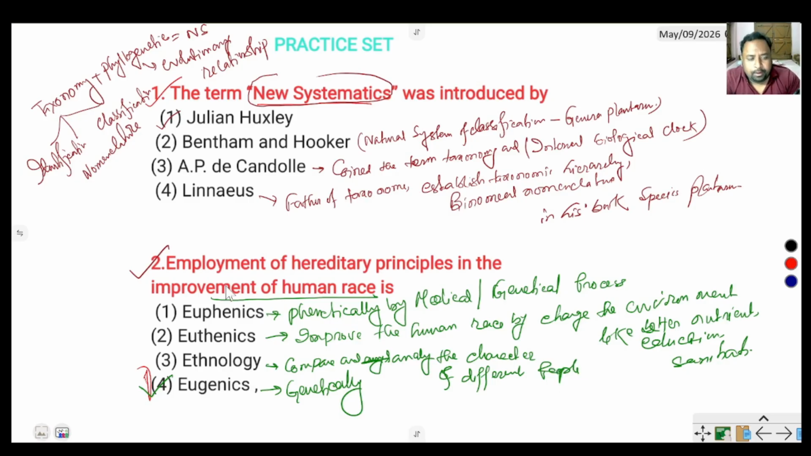So, employment of hereditary principles in the improvement of the human race is eugenics, where we genetically improve the human race. Ethnology is a branch of anthropology that compares and analyzes the characters of different peoples. Euthenics is the improvement of the human race by changing environmental conditions like education, better nutrition, etc. And euphenics is phenotypic improvement by medical or genetical process. I think you understand all the options of this question.